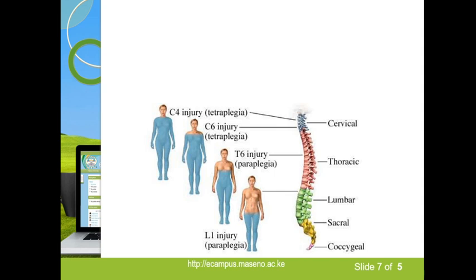If it is at the C6 level, it's still tetraplegic or quadriplegic, but the level is lower than that of the C4. The C4 starts from the neck. This C6 starts slightly below the shoulder. Then a portion of the chest and the lower limbs are affected when injury is at the level of T6, but when you have injury at the level of L1, the lower limbs are the ones that are affected, from the hip to the toes.